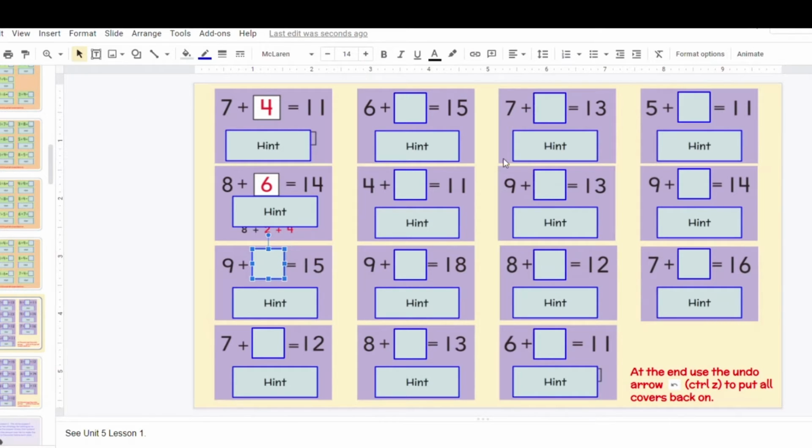I like to do it in addition with our fingers. As students say 8 and 2 make a 10, they keep those 2 fingers up, and then on their other hand, we say how many make 14? 4. Now they have 4 fingers up on their other hand. They can see if they put both hands together, they have added 6.